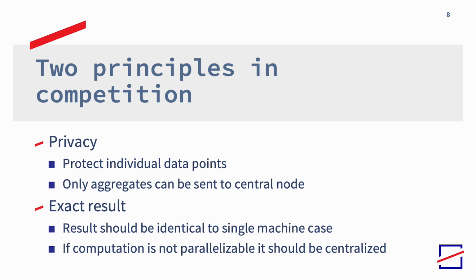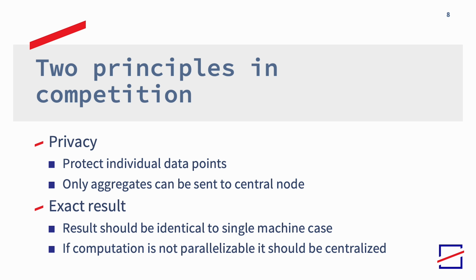So it's aggregates of a large number of data points. On the other hand, the second principle is that we want to obtain exact results, and by that I mean results that are identical to the non-federated case. What does this mean? It means that there are some operations that are parallelizable, and these operations can be distributed across all the hospital nodes and then merged together. Other operations cannot be parallelized and have to be centralized if one wishes to obtain the correct result.